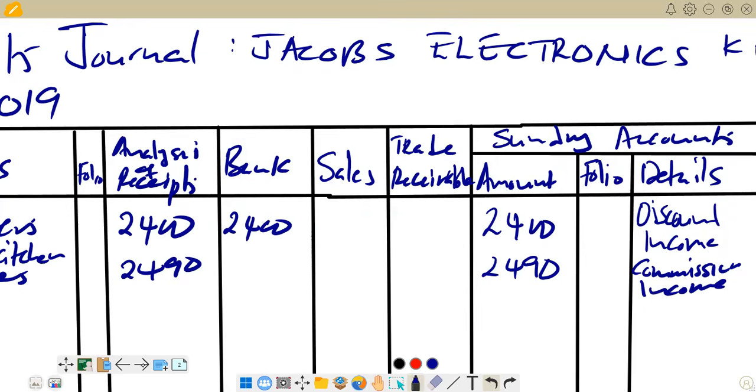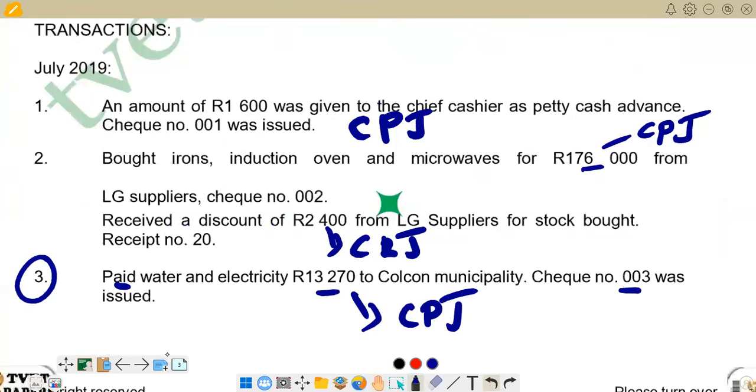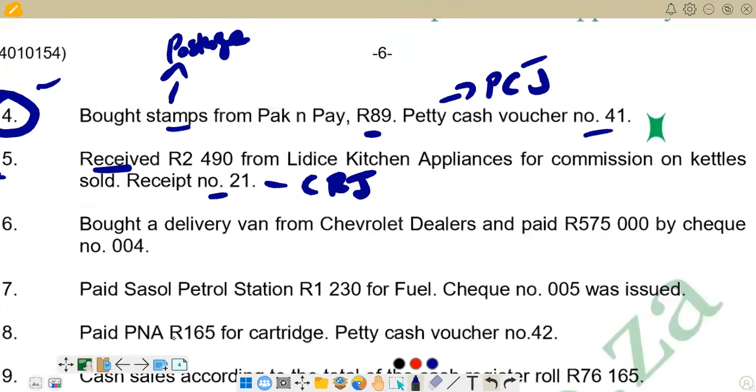I think you can go back there to check to confirm that description. Right, we are here. It reads commission here: Appliances for commission, for commission on kettles. So it's commission income. So this is what we have in terms of this item 5. Then you go to 6.